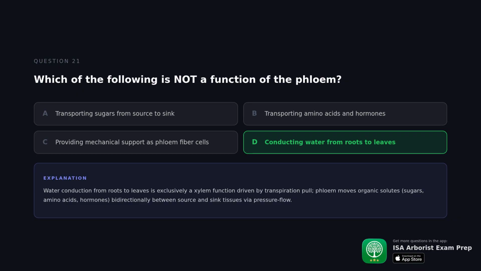The correct answer is conducting water from roots to leaves. Water conduction from roots to leaves is exclusively a xylem function driven by transpiration pull. Phloem moves organic solutes, sugars, amino acids, and hormones, bidirectionally between source and sink tissues via pressure flow.